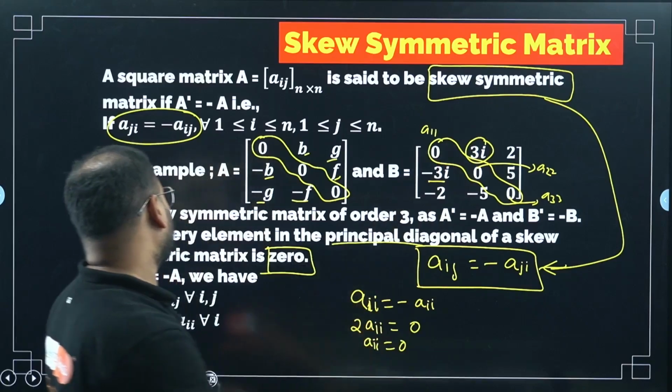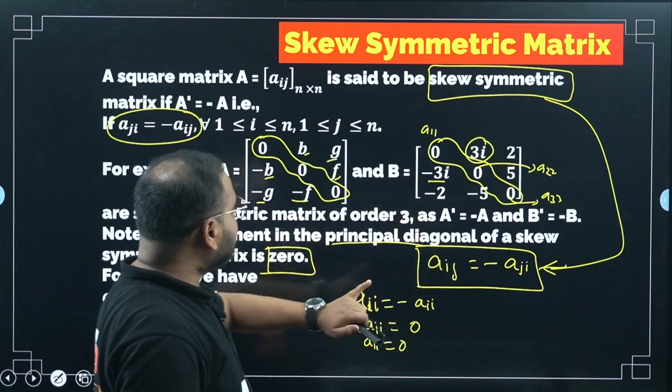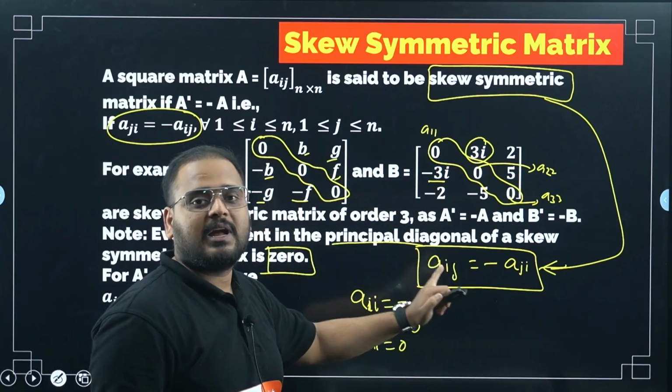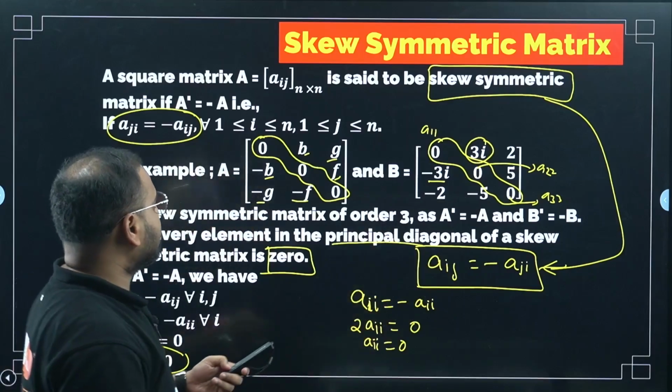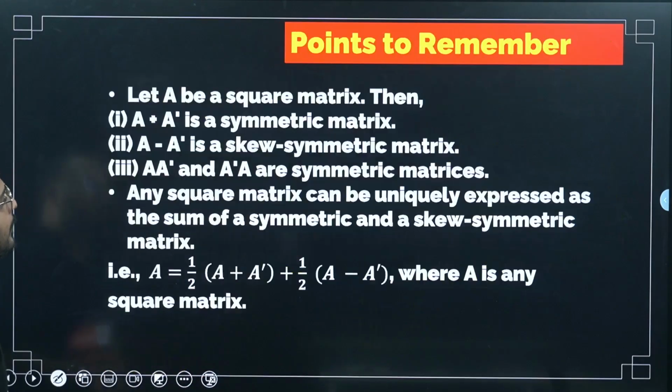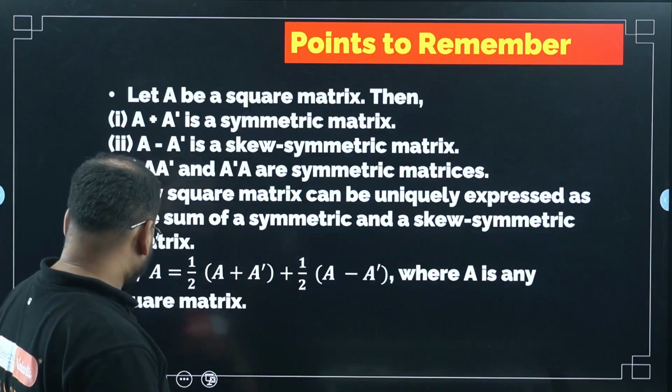So the same number will come like that. Okay. The second thing is that the diagonal will be 0. Diagonal elements will be 0. I hope you understood this. Okay. Moving on. Now, points to remember.